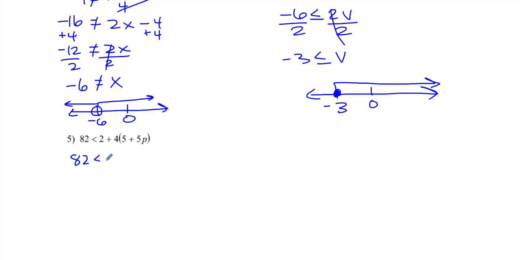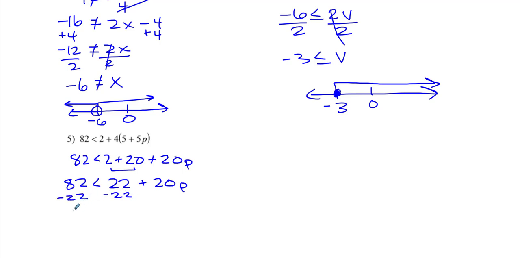All right, last one. We got 82 less than. We got this 2. 4 times 5 is positive 20. 4 times 5p is positive 20p. Do I have like terms? I sure do. So we got 82 less than 22 plus 20p. I'm going to subtract 22 from both sides. 82 minus 22 is going to be 60. Is less than 20p. Divide both sides by 20.